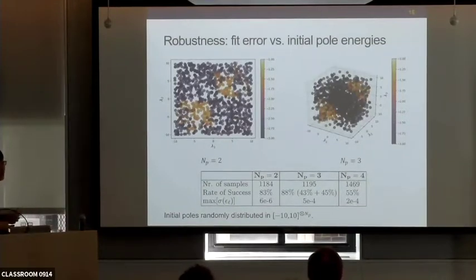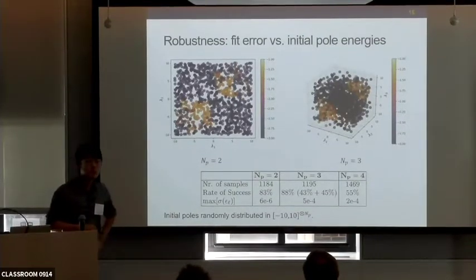The color here? Bright means bad, so dark means good. But what is the color coding? The color coding is the error of the fit. Okay. Yeah. Any other question?